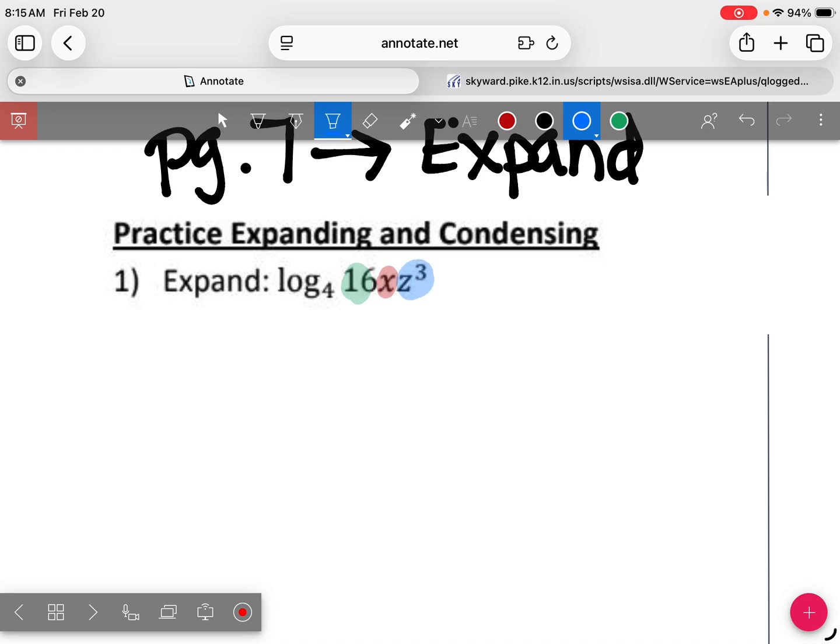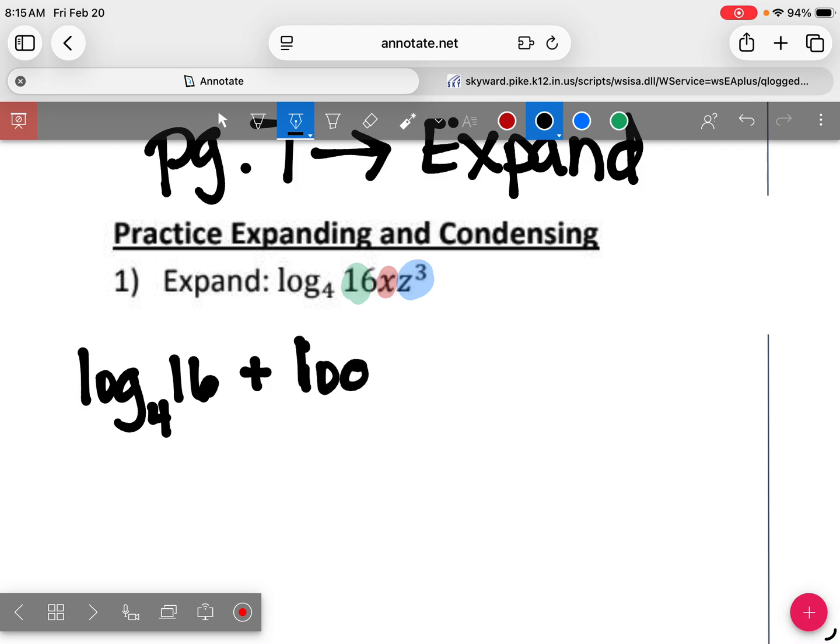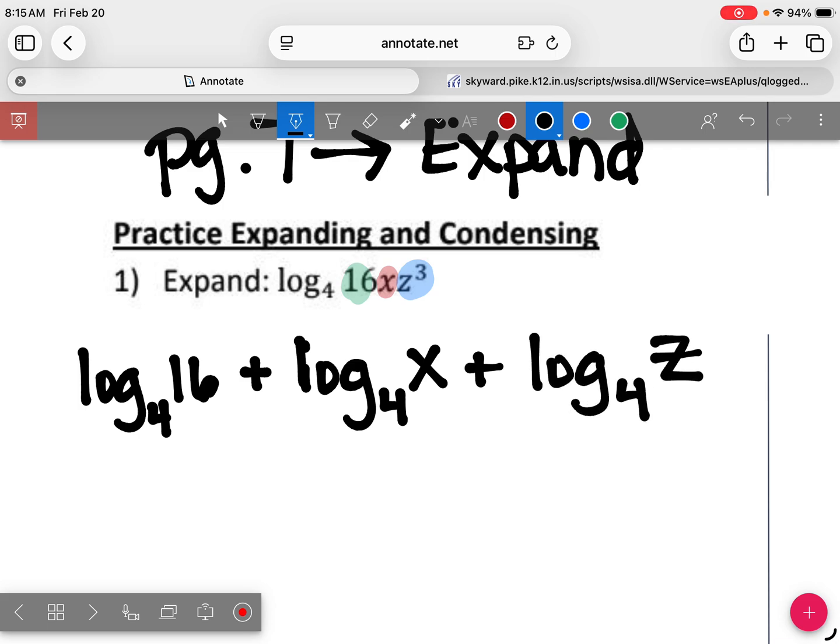So when you separate it, it should become log little bitty 4 of 16. So do I put a plus or a minus next? Plus log little bitty 4 of x. What's next? Plus or minus? Plus log little bitty 4 of z to the power of 3.